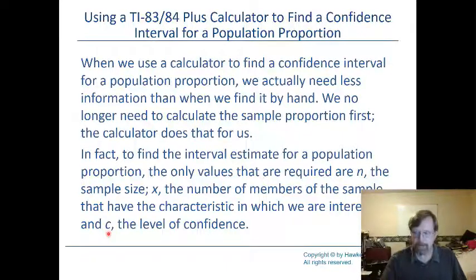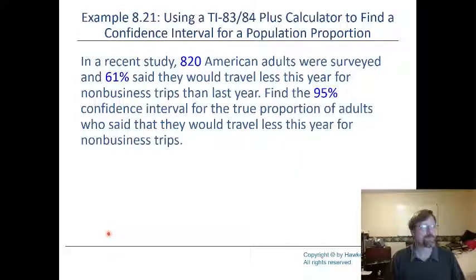we have a study where they surveyed 820 American adults, and 61% said they would travel less this year for non-business trips than last year. We want the 95% confidence interval for the true proportion of adults who said they would travel less this year for non-business trips.